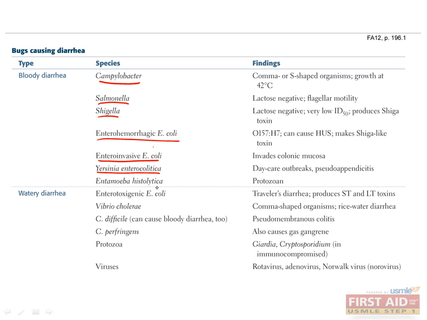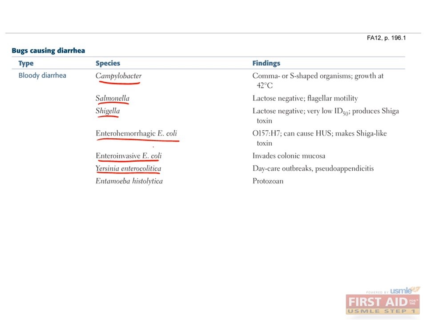Yersinia enterocolitica is a common cause of bloody diarrhea in daycare. And C. difficile, although listed under watery diarrhea, can cause both bloody or watery diarrhea, and pseudomembranous colitis as well. Our last bug that can cause bloody diarrhea is Entamoeba histolytica, which is a protozoan that can cause flask-shaped ulcers in the intestinal mucosa. The bugs at the bottom of the slide can cause watery diarrhea.